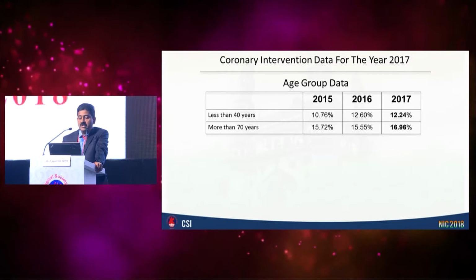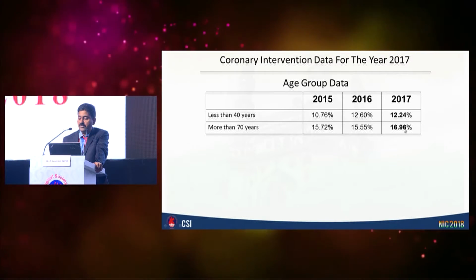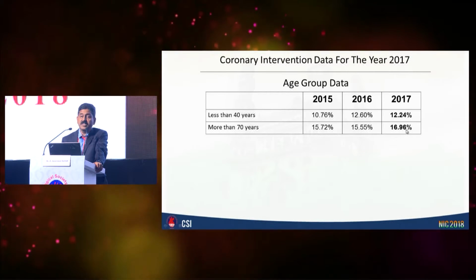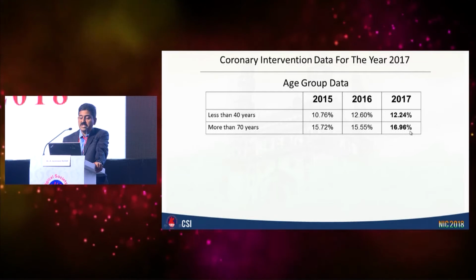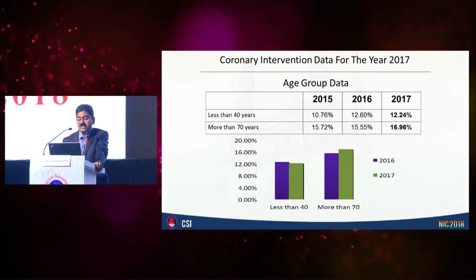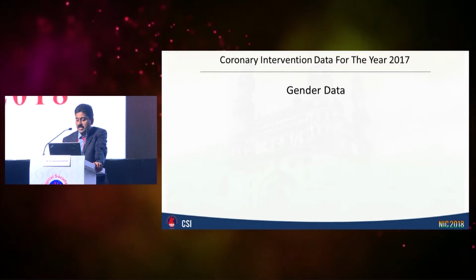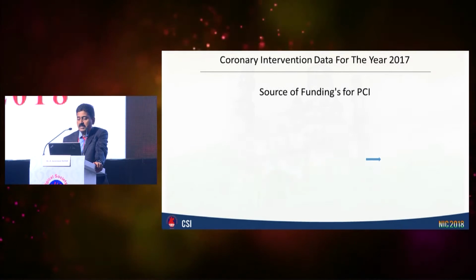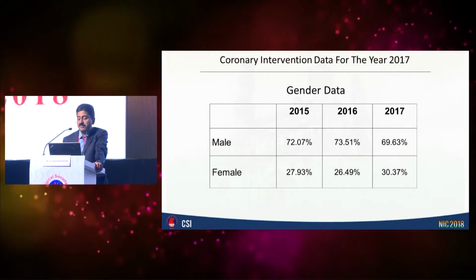Age groups, less than 40, as we know, is the same, 12.2%, but nowadays we do more complicated cases, complex procedures, and patients are surviving longer. That's what came out. More than 70 years is about 17%, a 2% increase compared to last year. And gender data is not different from earlier. It is about 70% male versus 30% female.